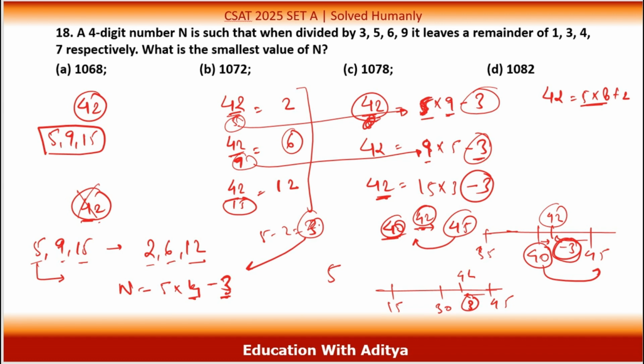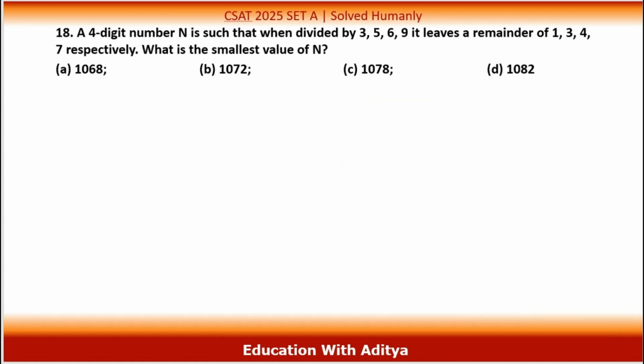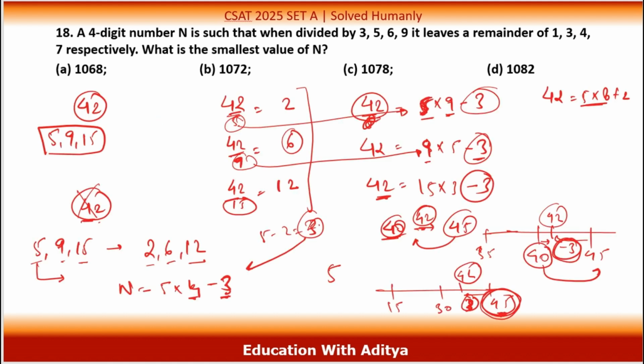So if I know how to come to 45, then I know that my n would be 3 less than 45. And if you look closely, 45 is nothing but the LCM of all those three numbers.